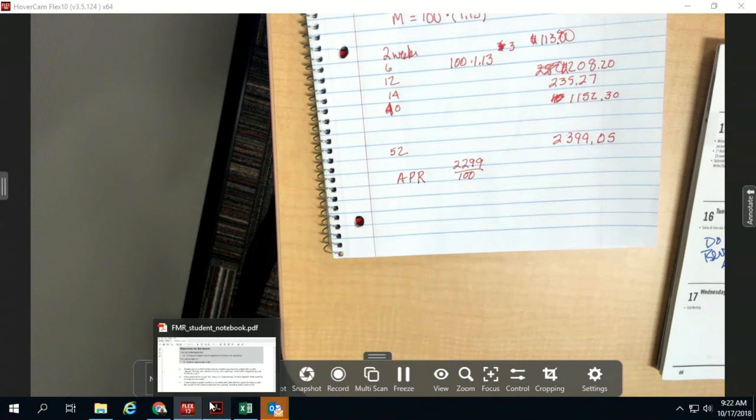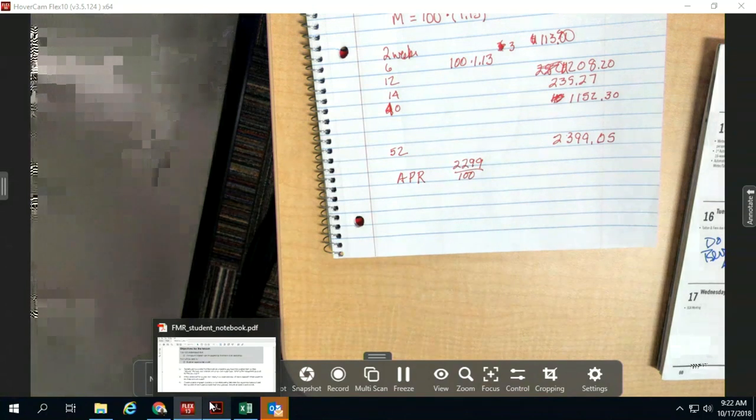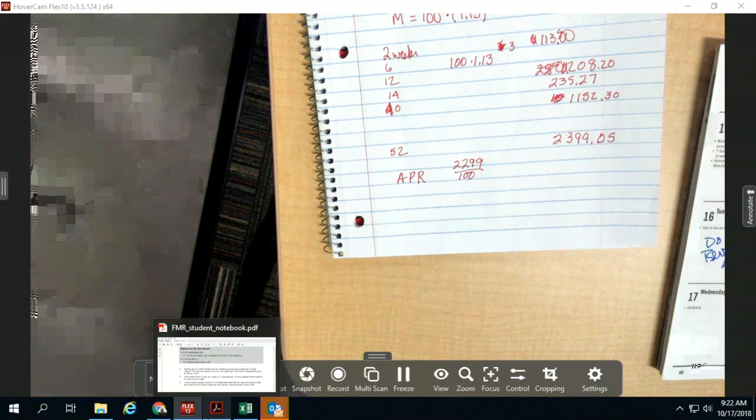Now, one of the things that people get confused is they think that that is the same as simple interest that you would take times 26. Let's see what we get if we take 13%. So 13 times 26. How much do we get there? 26 times 13 is 338. Whereas we got 2,399. Would you say that compound interest is significantly more than simple interest? Yeah.